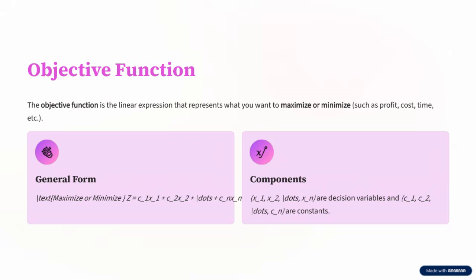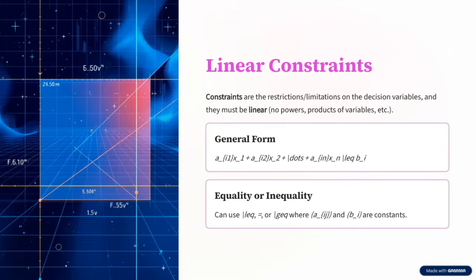Now, let's talk about equality or inequality in the context of linear constraints. As you can see, we can use the symbols less than or equal to, or greater than or equal to, depending on the specific restriction. The key expression involves a sum, ai1 times x1 plus ai2 times x2, all the way up to ain times xn, and this sum is constrained by one of those symbols, compared to bi. This form is what we call the general form of a linear constraint.